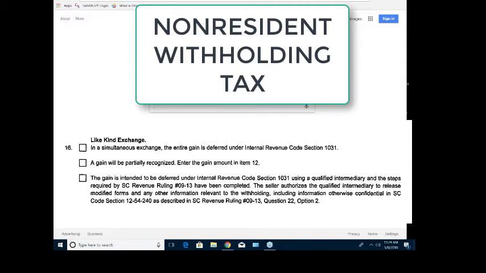So the QI has to be willing to sign something saying that if they don't complete the 1031, they're going to remit the 7%. And sometimes it's hard to get the QI to agree to do that. I've had some that will, some that won't. So that's the only part that's a little bit hairy on the 1031 exchange.